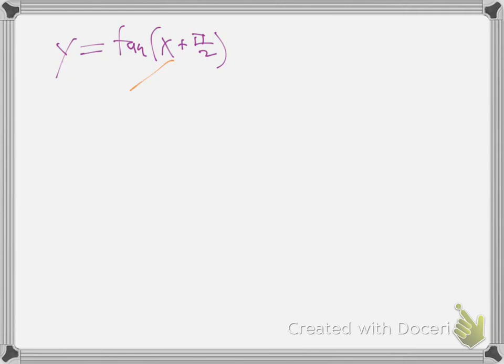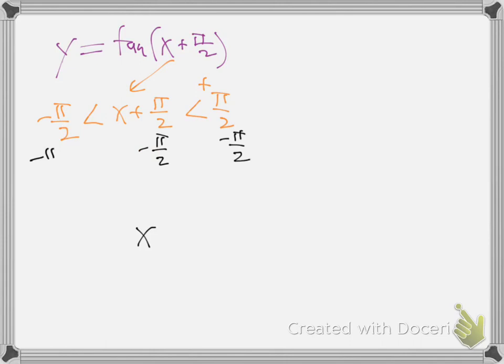You take the inside, and you say, hey, inside, you got to be between negative pi over 2 and positive pi over 2, because that's where the boundaries originally are for tangent. Solve that for x to find out where the new boundary lines, the asymptote lines, end up being. So what am I going to do to solve for x there? X said, I want to be alone. So what am I going to do? Subtract pi over 2 from all 3 parts. Puts x alone.